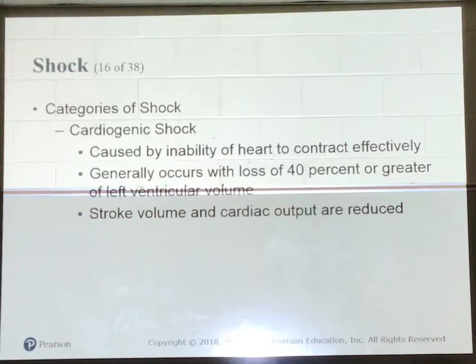All right, cardiogenic shock. The patient has an adequate blood volume and vessel tone. However, hypoperfusion results from the inability of the heart to contract effectively. All right, so this is not a volume problem. This is not a vessel problem. This is a pump problem. All right, cardiogenic is the pump.